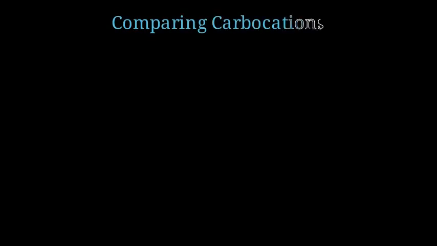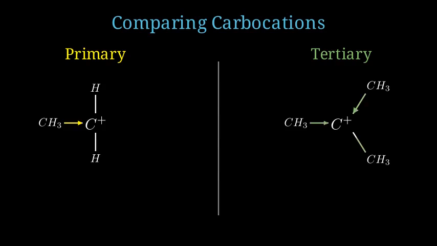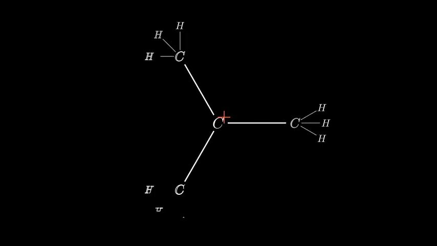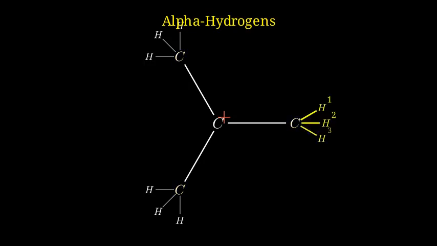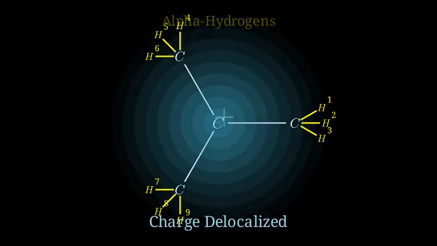Let's compare two different molecules to see why this matters. On the left, we have a primary carbocation with only one neighboring carbon. On the right, we have a tertiary carbocation surrounded by 3 neighboring carbons. Notice the difference in the help available. As we count the alpha hydrogens, those hydrogens on the carbons directly attached to the positive center, the one on the right has 9 different bonds capable of this overlapping trick. The more neighbors you have, the more the charge is spread out.